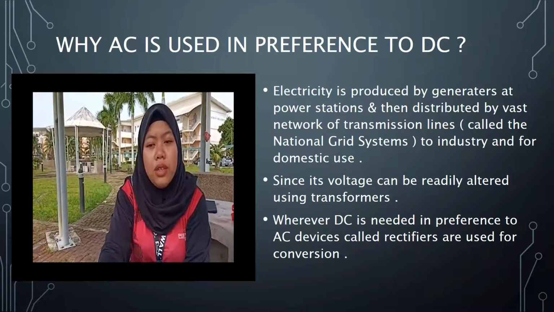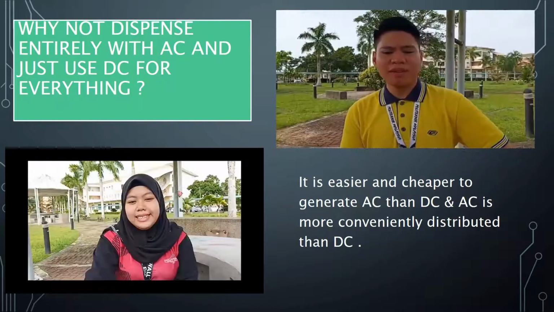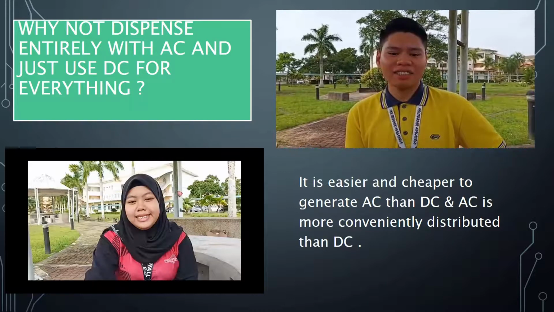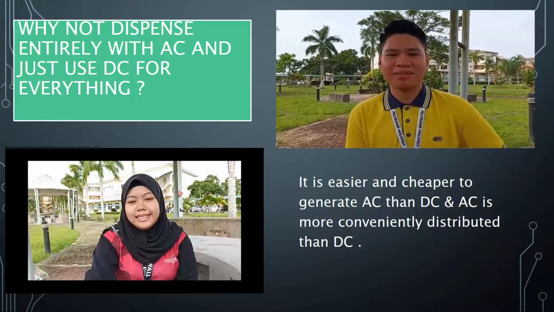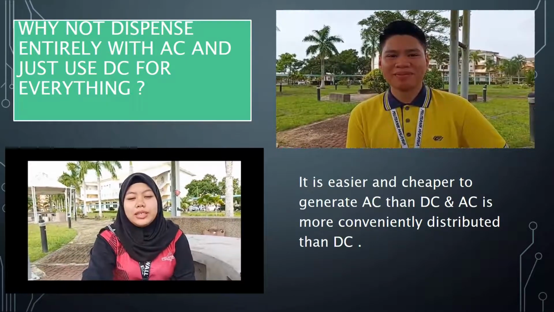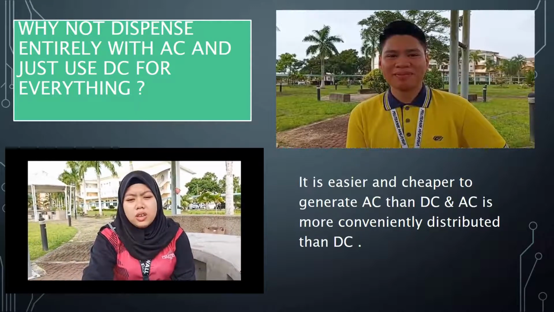Why not dispense entirely with AC and just use DC for everything? It is easier and cheaper to generate AC than DC, and AC is more conveniently distributed than DC.